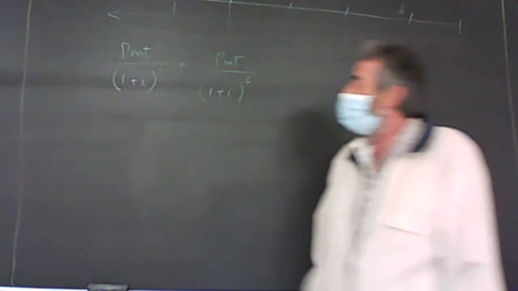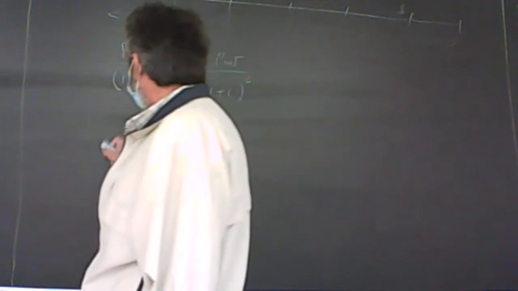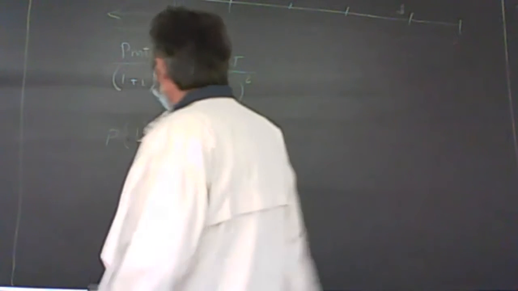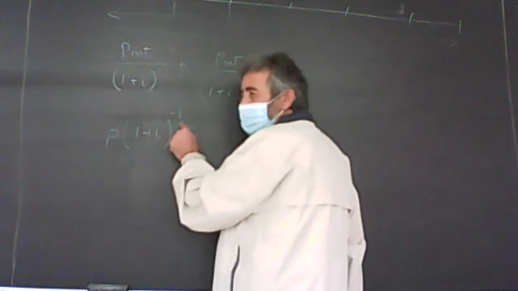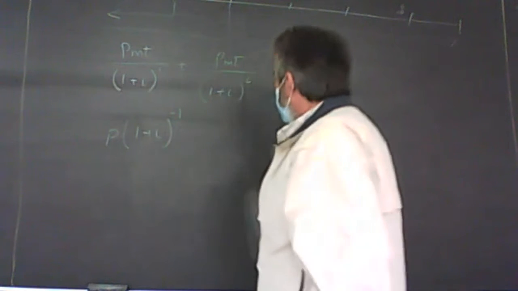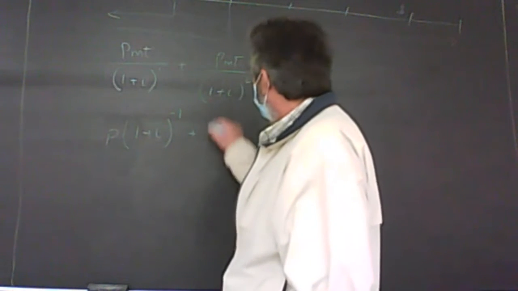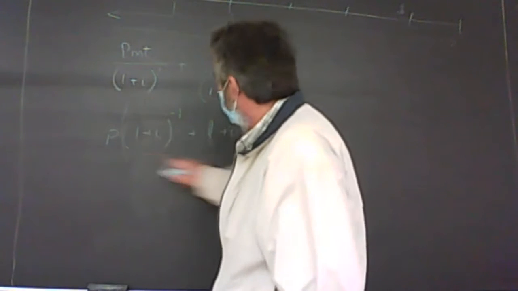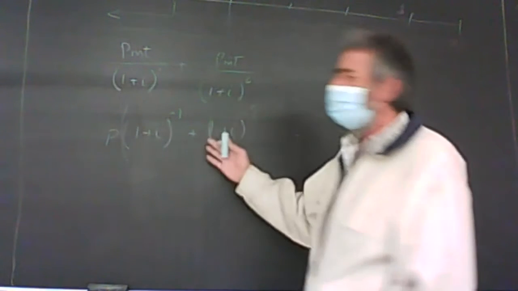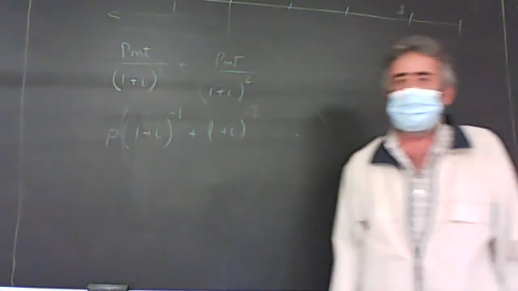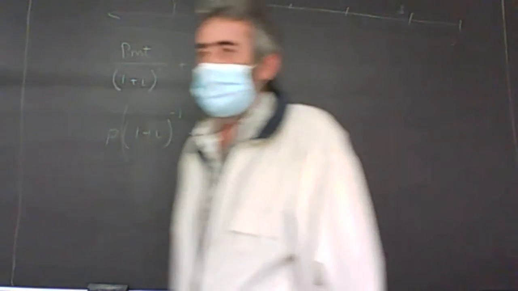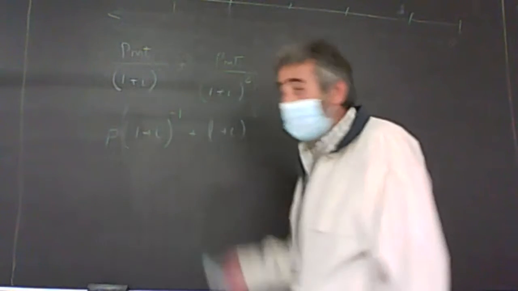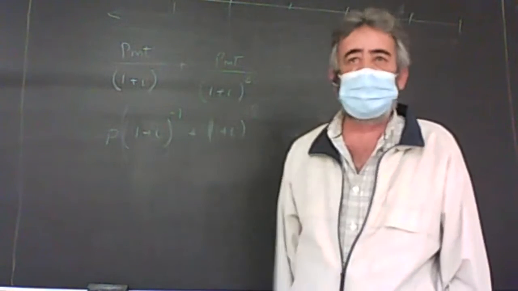I can write this as a multiplication, 1 plus i to the power negative 1. Remember, when we take this to the top, we make the exponent negative. And this would be 1 plus i to the power minus 2, and so on. This is exactly the same thing we did for the future value, but instead of the exponents being positive, now they are negative. So I'm not going to go through the same process we did.